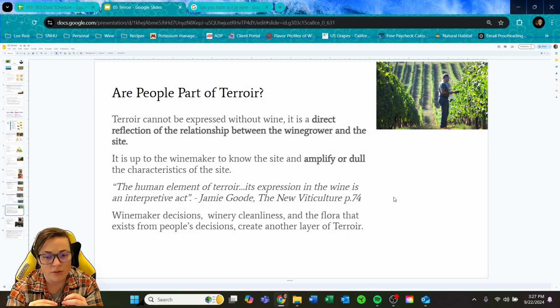So it's up to the wine grower to understand the site, understand the qualities that it has, and then transform it on this pathway to either amplify or dull those characteristics of the site, right? So we can make decisions on the winemaking side that say, hey, this is a characteristic that this vineyard naturally displays in the grape, and I really want to showcase and amplify that. Then I'll make winemaking decisions to do that, or sometimes winemakers will just do what they want to wines and make a style over sense of place, which is a thing too. So very interesting concept. But in addition to that, the winemaker's decisions, winery cleanliness, and the flora that exists from people's decisions create another layer of terroir to be considered as well.